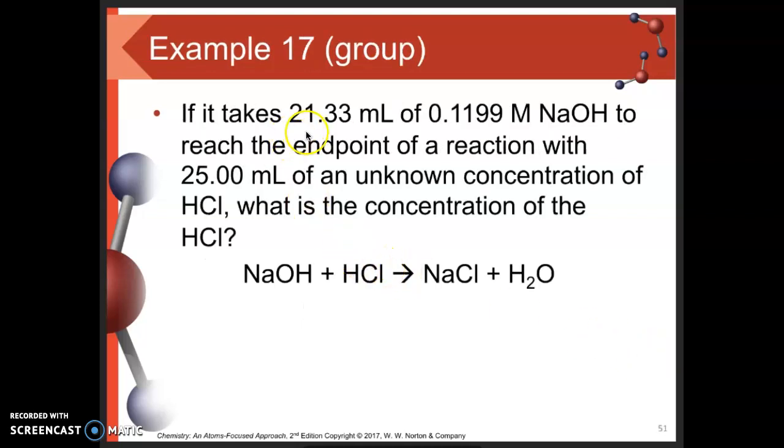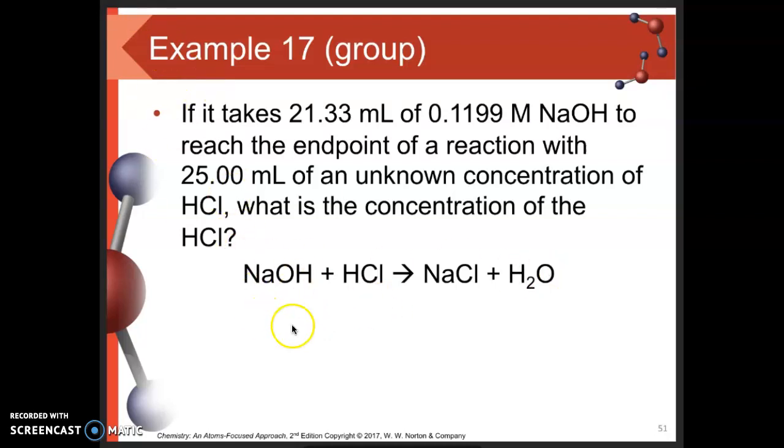If it takes 21.33 milliliters of 0.1199 molar sodium hydroxide to reach the endpoint of a reaction with 25 milliliters of an unknown concentration of hydrochloric acid, what is the concentration of the hydrochloric acid? Now, in this one, we've been given a chemical equation. Is it balanced? Well, quick inspection, I've got one sodium and one sodium. I've got one chloride and one chloride. I've got a hydrogen and a hydroxide, and hydrogen and hydroxide make water.